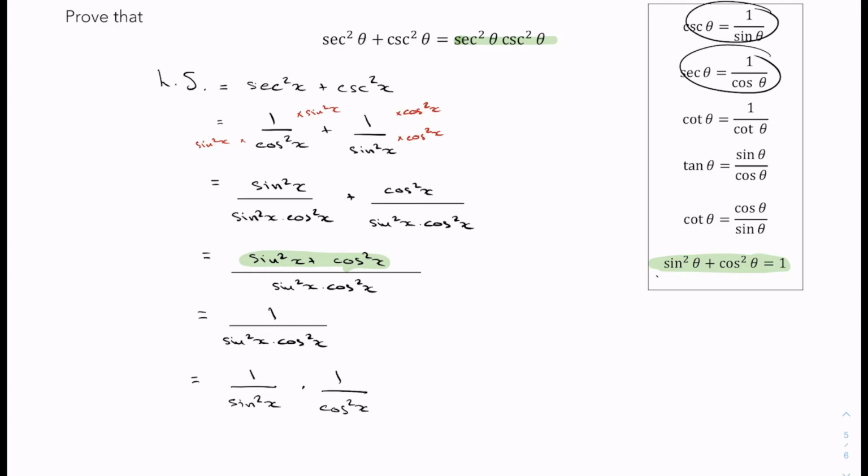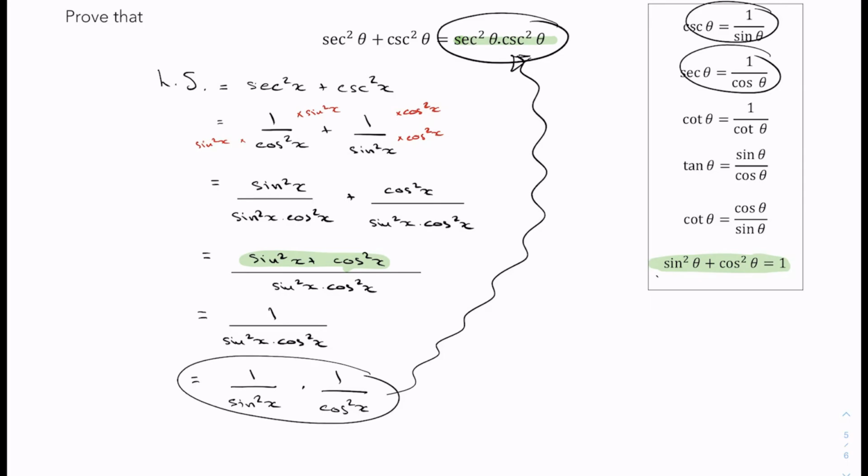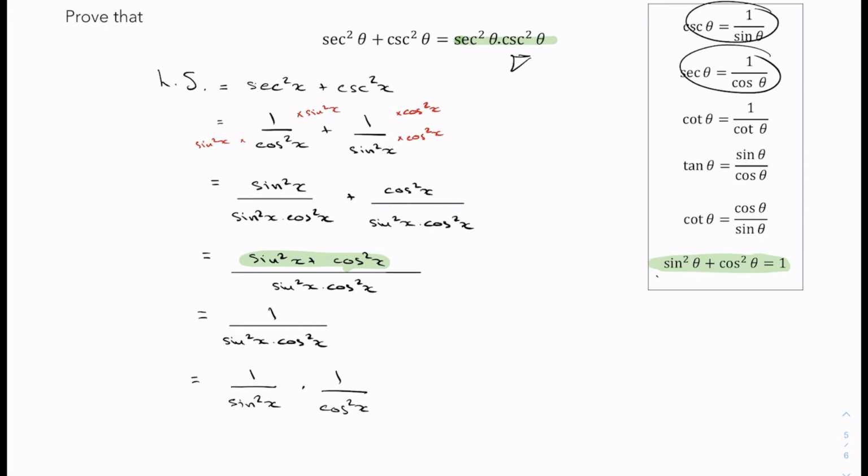Why am I doing that? Again, look up here. You want to get the product of two trigonometric functions that are squared. And notice that these are the reciprocal ones, which, these are reciprocal. So let's do that. 1 over sine squared is cosecant squared x, and 1 over cos squared is secant squared x.